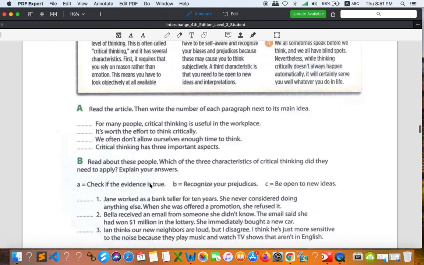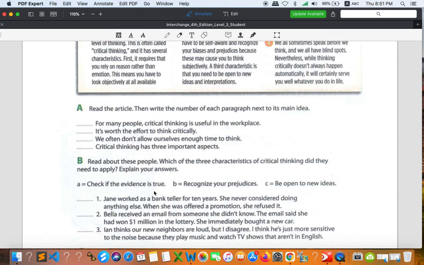Okay, and when you finish this, you can go to B, and read about these people. Which of these characteristics of critical thinking did they need to apply? Explain yourself. So we have A, check if the evidence is true. B, recognize your prejudices. And C, be open to new ideas. Prejudices is just like bias or dislike. You dislike anything, so that is prejudices.